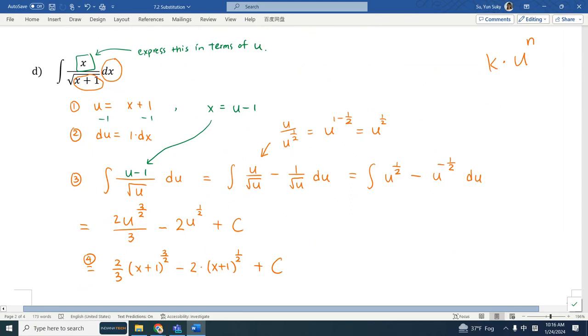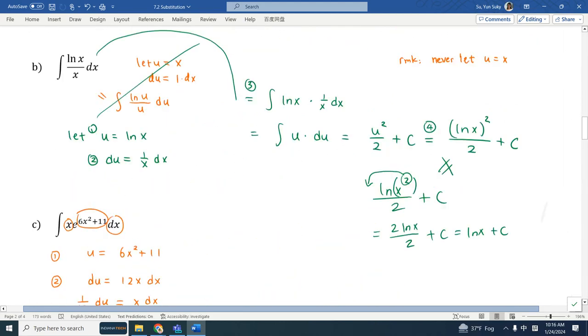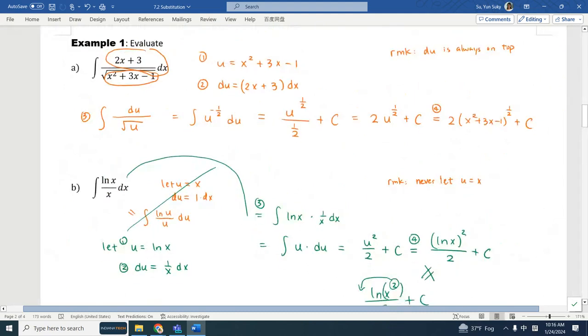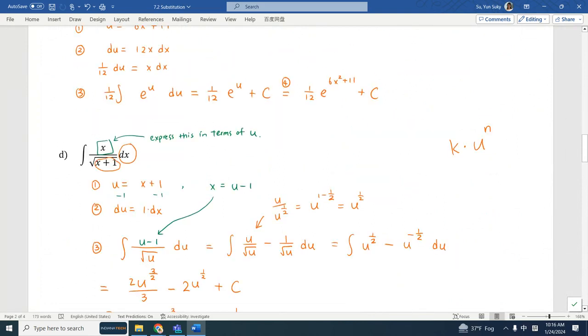So far, so good, everybody? This problem is a little bit harder than the previous example. In the previous examples, we figure out the u, and then the remaining is e^u. But in this example, we figure out the u and replace the dx in terms of du, but we still have something left. In this case, you look at the relationship between u and x, solve for x in terms of u, and then plug it back. So one more step for this problem.